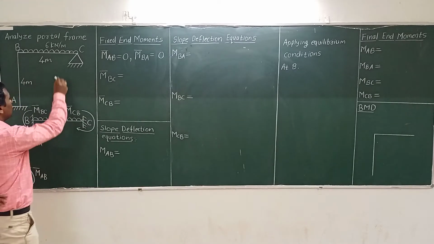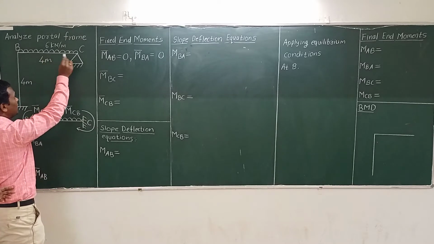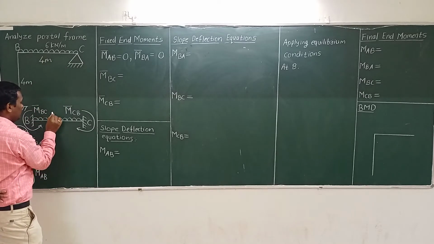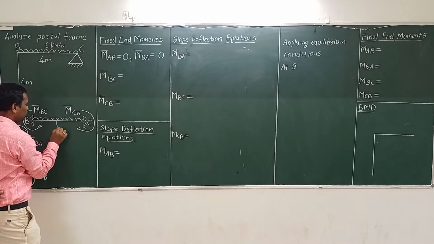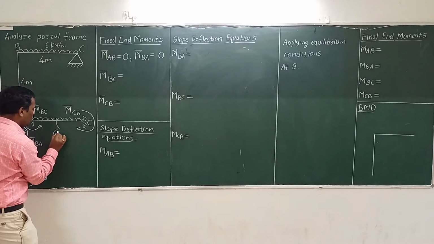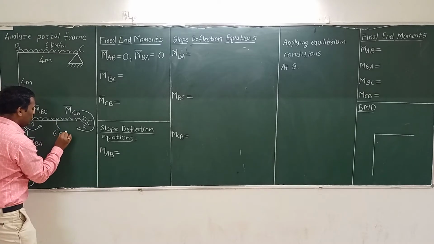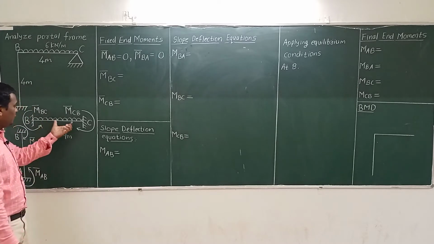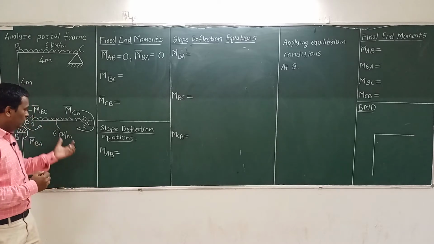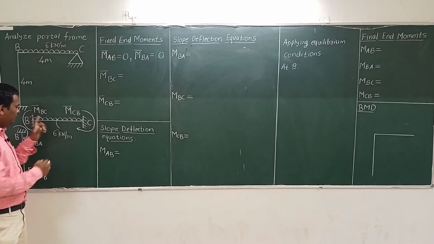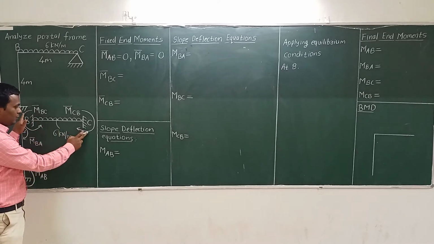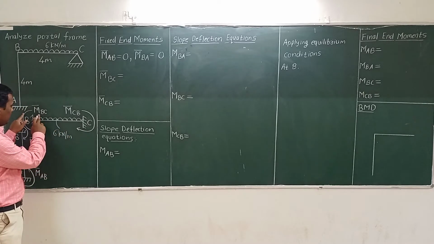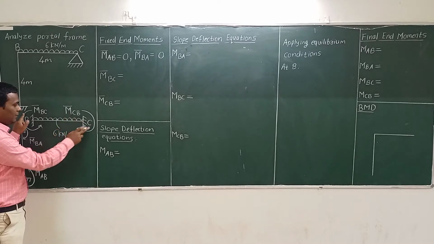Now here in this case, as we know that it is subjected to uniformly distributed load. So here we have to write down this is uniformly distributed load of 6 kilonewton per meter. Now because of this uniformly distributed load acting over this BC, here these two moments are induced, that is M bar BC and M bar CB.